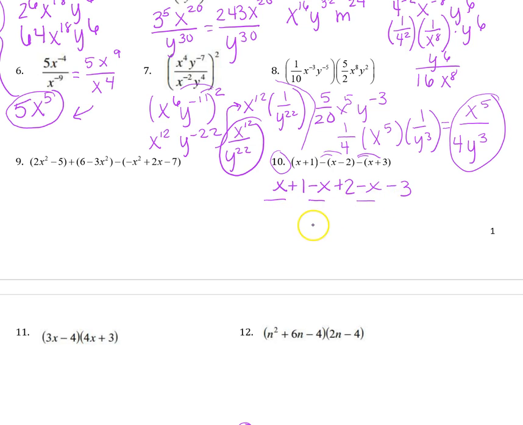Okay, my x's are going to cancel right here. Here's x and a negative x, so I still have a negative x here. And then I got 1 plus 2 is 3, minus 3 is 0, so your final answer is negative x.